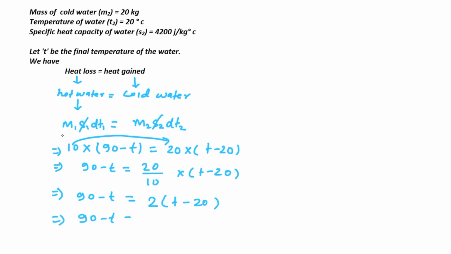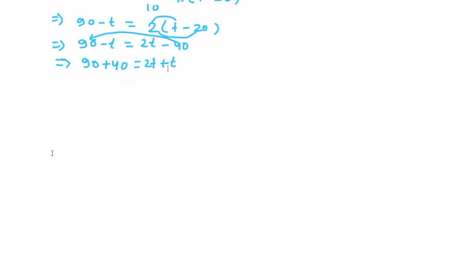90 minus T equals 2T minus 40, just multiply 2 into T to get 2T, and 2 into 20 is 40. Now separate the constant and variable. 90 plus 40, bring 40 to this side. Here 2T plus T. So it becomes 90 plus 40. Just add 90 plus 40, it becomes 130 equal to 2 plus 1T, 3T.